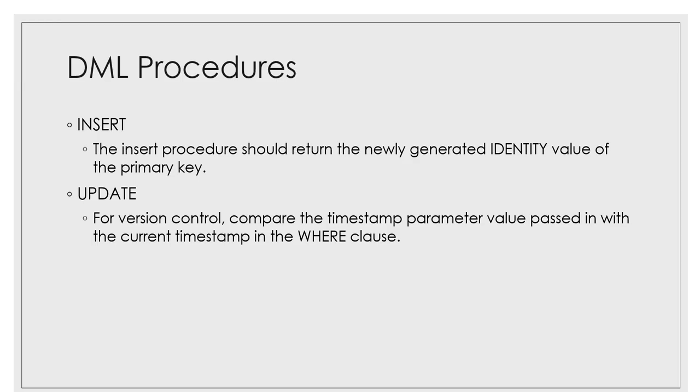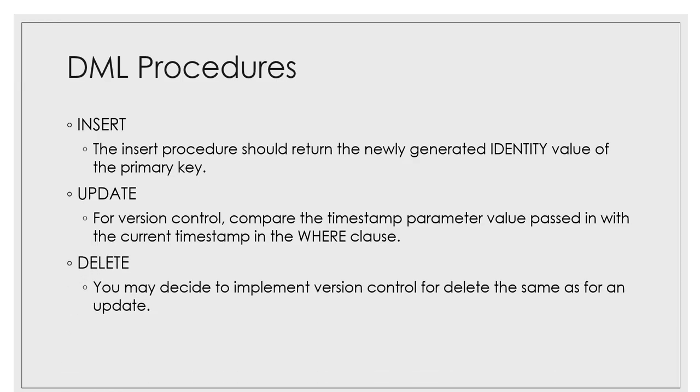So most situations will create a timestamp or row version, something that is automatically changed with every update to the record. Then we just have to compare that one thing, right? So that's what we'll do for version control. We'll compare the timestamp parameter of the value passed in with our current timestamp. We'll do that on the where clause, and that will help us identify that, oops, somebody else has been messing around with this record in the meantime while I was working on it, right? So that's an important part of an update stored procedure.